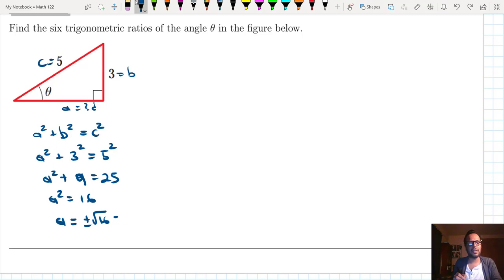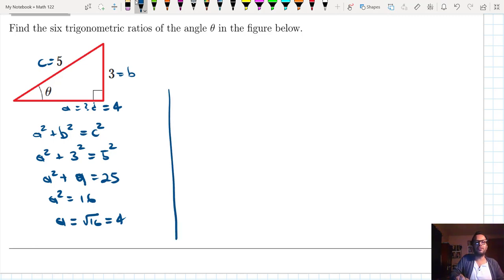It wouldn't make sense to have a negative side, right? So let's just keep the positive length. All right, now that we have the three pieces of information, we are ready to evaluate the 6 trigonometric functions.